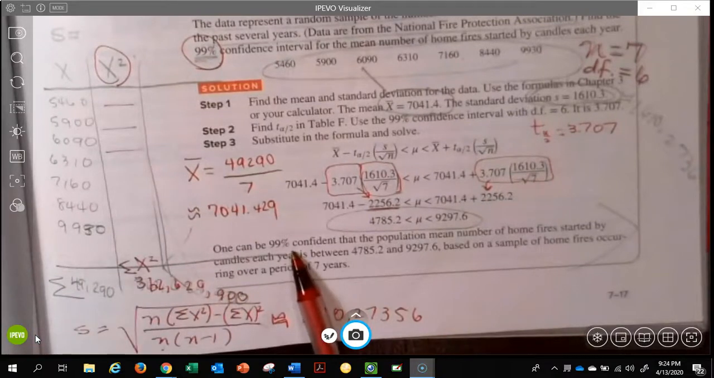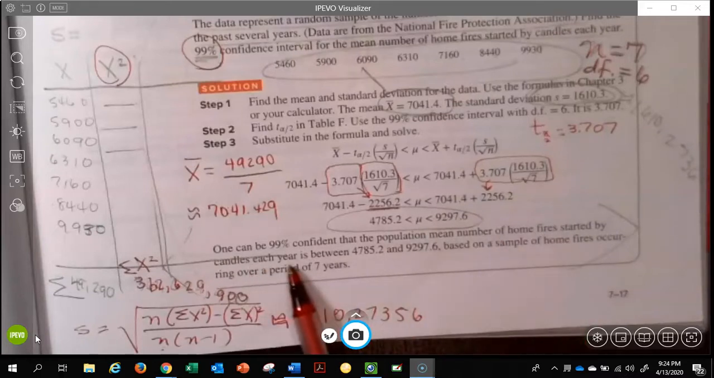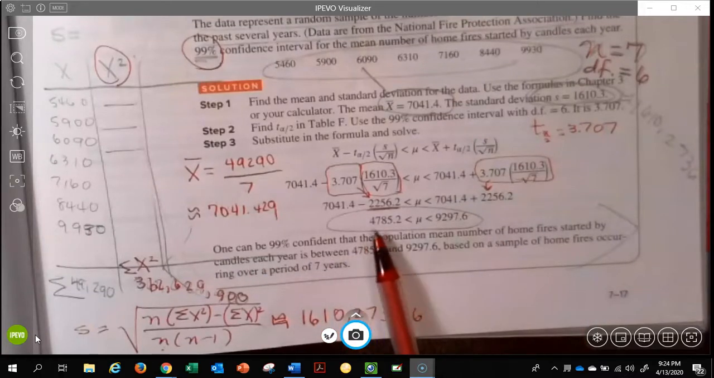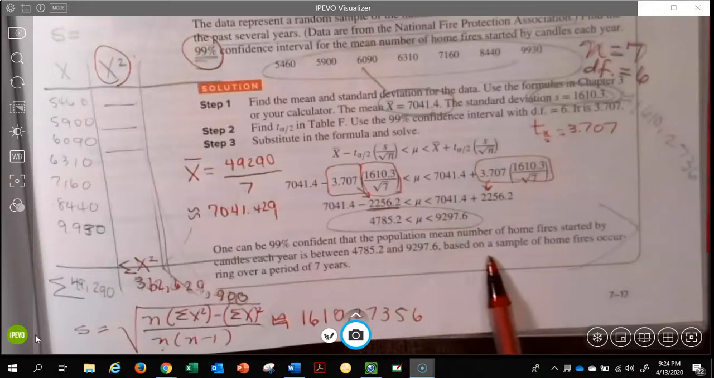One can be 99% confident that the population mean number of home fires started by candles each year is between 4,700-ish and 9,200-ish, based on a sample of home fires occurring over a period of 7 years.